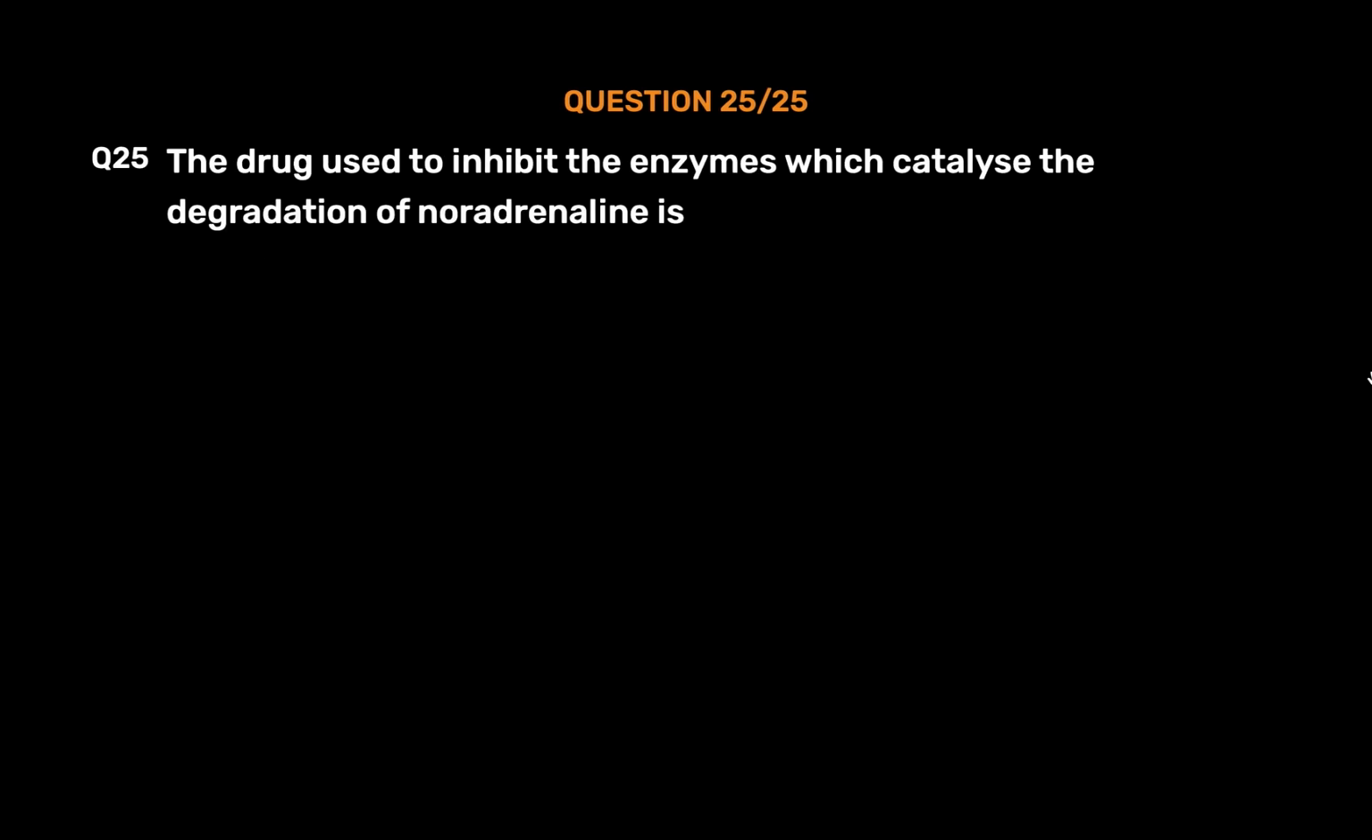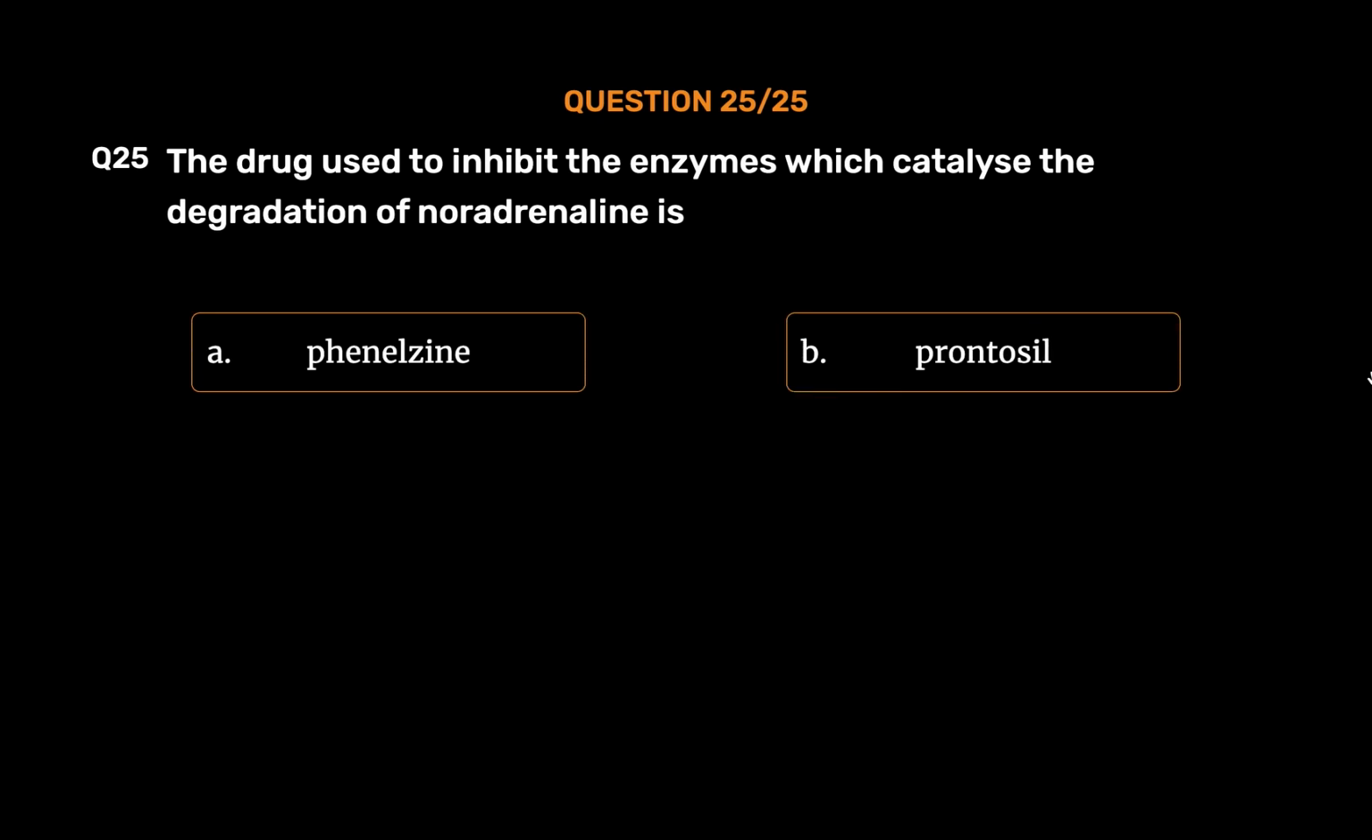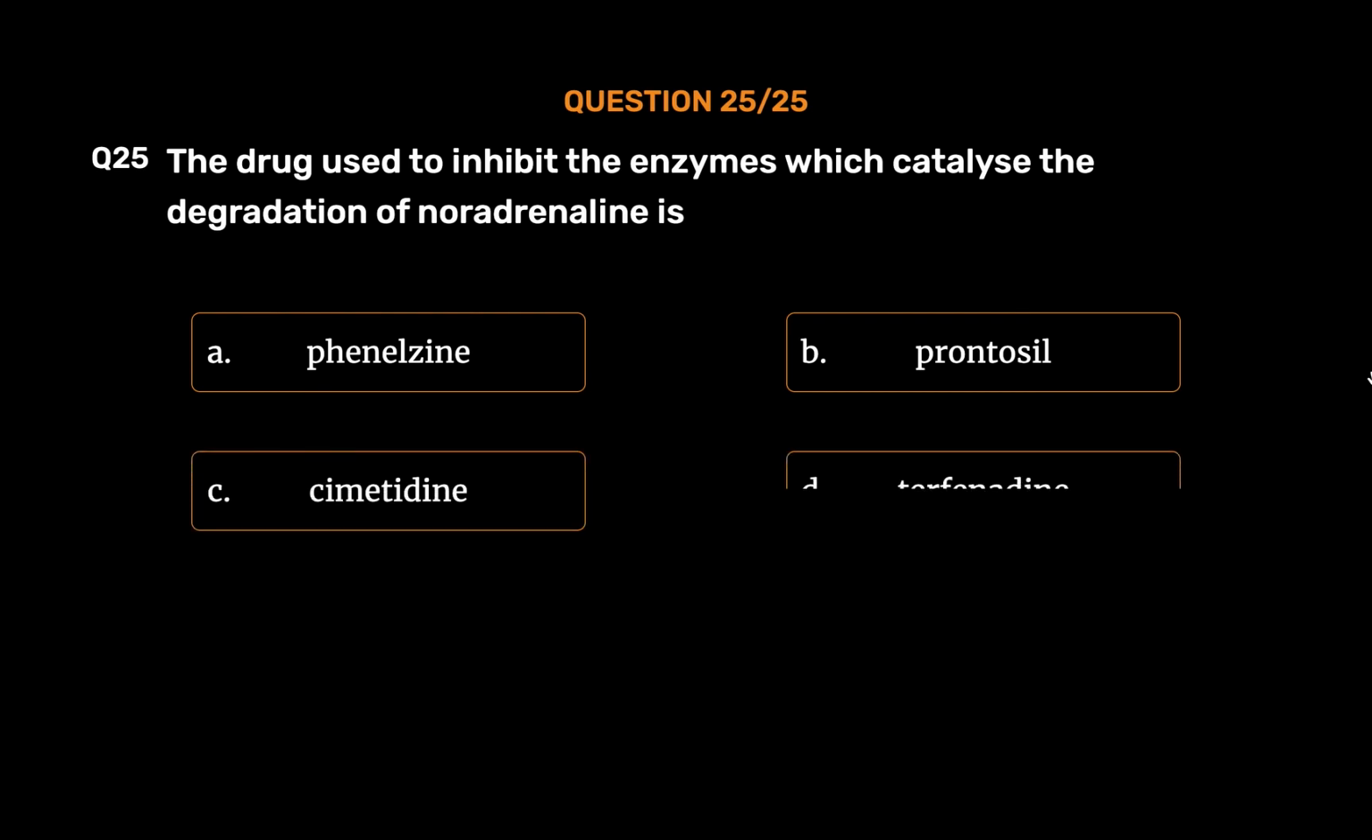Question number 25. The drug used to inhibit the enzymes which catalyze the degradation of noradrenaline is option A, phenelzine. Option B, prontosil. Option C, cimetidine. Option D, terfenadine. The correct answer is option B, prontosil.